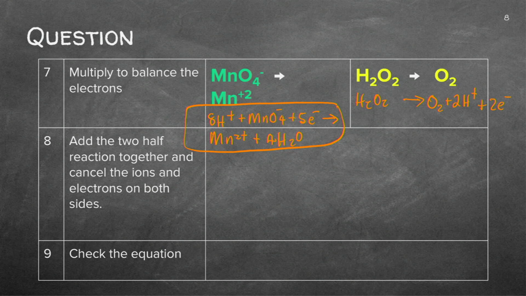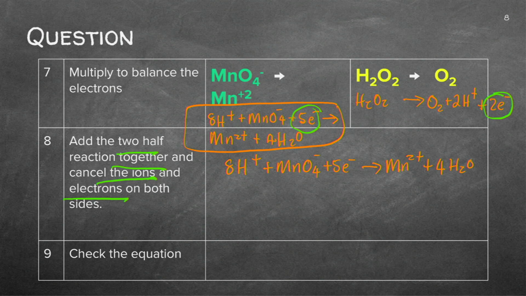Now, can you see I've got electrons on the one side, and on this side I have electrons. That we need to balance. So I'm going to write the equations down, put them together so that we can cancel the ions as well as the electrons. Let's start doing that. I've got 8 H+ plus the permanganate plus 5 electrons, giving me Mn2+ and 4 water on this side. Then I've got the other side.